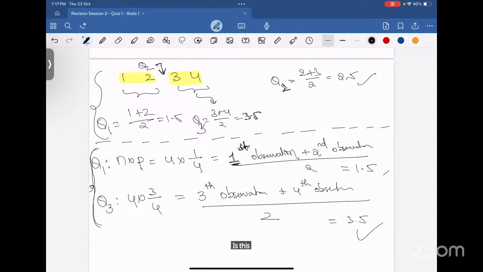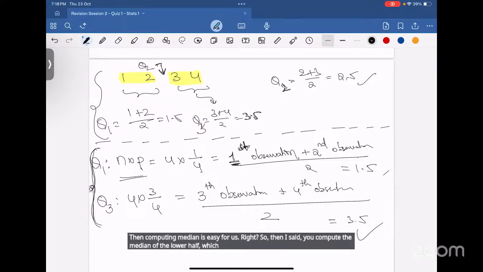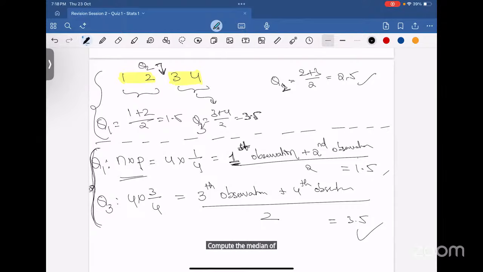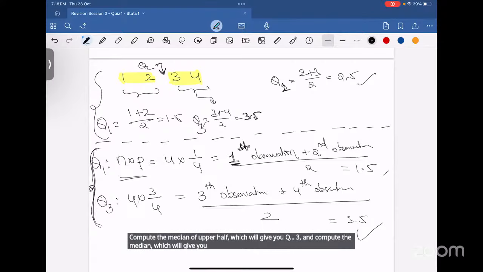Is this okay? If you are confused, just follow only one method. Don't get confused with the two things. If you are confused with NP, I gave a shortcut: divide your dataset into two halves, a lower half and an upper half. Then computing the median is easy. Compute the median of the lower half, which gives Q1, the median of the upper half, which gives Q3, and the median, which gives Q2.